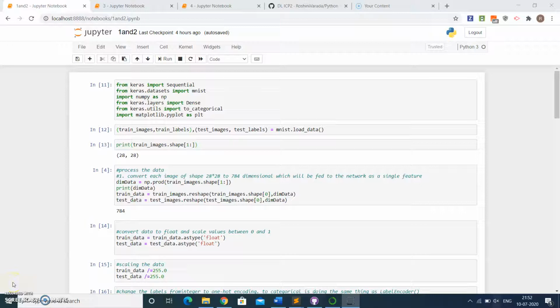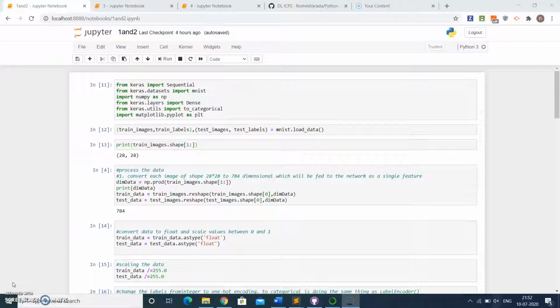Hi, welcome to Deep Learning ICP2. The objective of this ICP is to learn about neural networks, activation functions, loss functions, and the MNIST data set of Keras. The software used is Python 3, and I have used Jupyter Notebook here. The libraries that are required are Pandas for visualization, Keras, and TensorFlow.